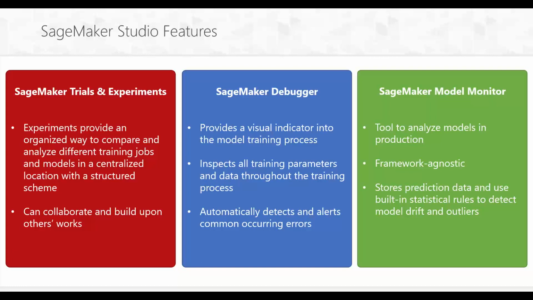So I just wanted to highlight now the three big new features that are a part of SageMaker Studio. First, like I just briefly mentioned, SageMaker trials and experiments. Experiments is a way to organize between different data science projects that you are working on in Amazon SageMaker, and the trials are a good way to differentiate different model training jobs that you want to look at in a data science project.